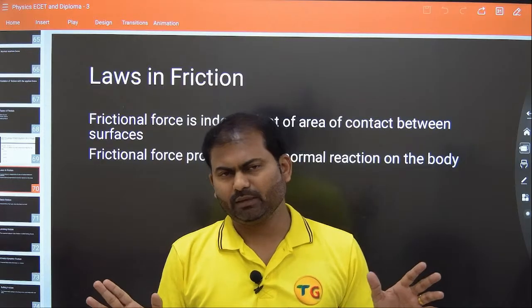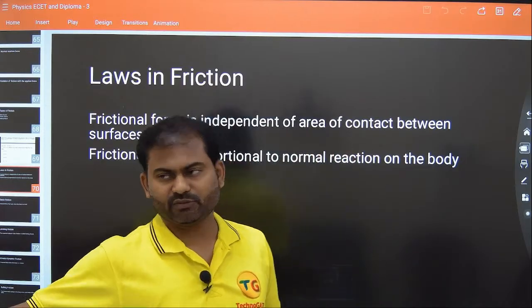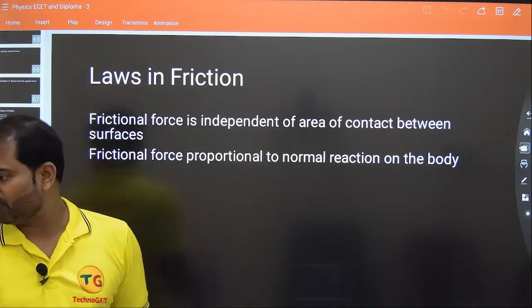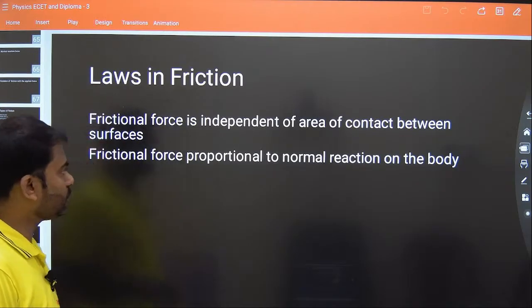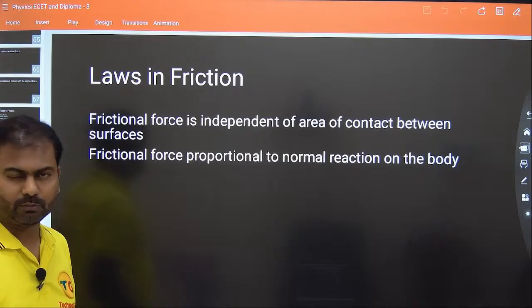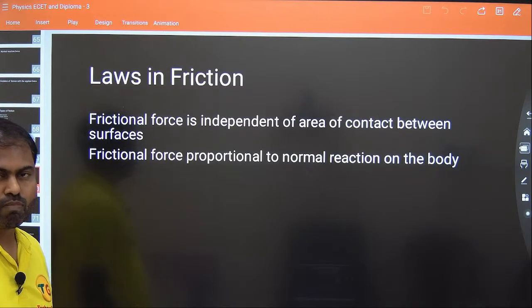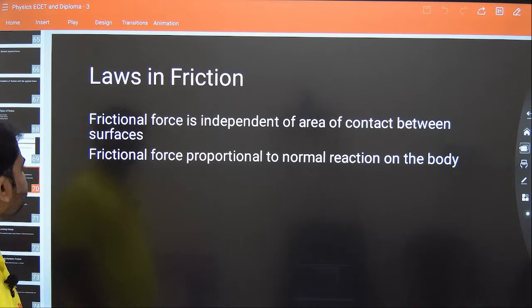So that's the meaning. But as far as the examination is concerned, if you simply remember these two statements, that's also fine. Okay? So I request you all to please copy this, everyone. Okay?